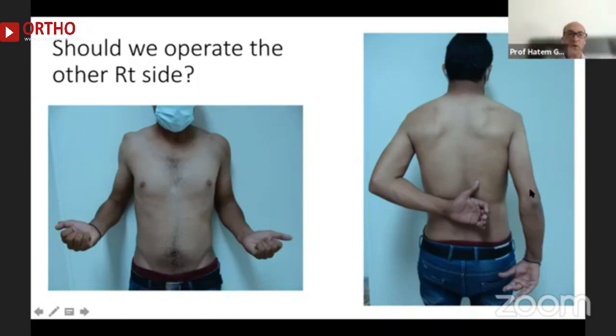He came back 2 weeks follow-up. Everything is in place for now. And I hope he also has a good outcome similar to the left side.